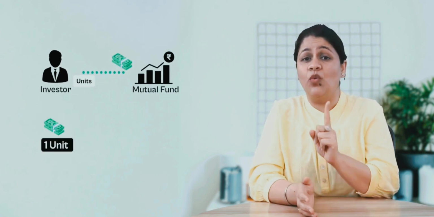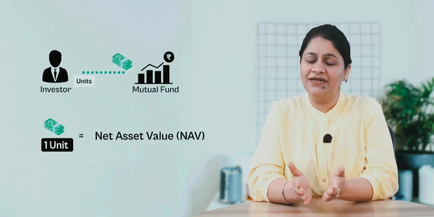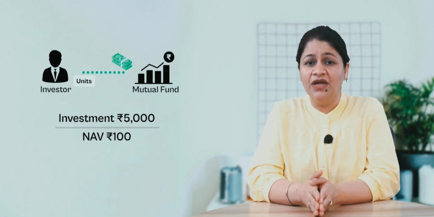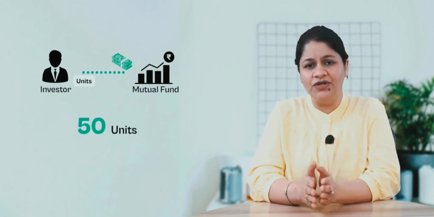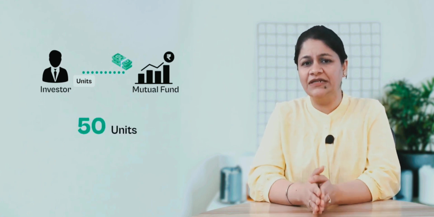So when you invest in a mutual fund, you get units of a fund, and the price of 1 unit of a mutual fund is called its NAV. For example, if you want to invest 5,000 rupees in a mutual fund scheme whose NAV is rupees 100, you will end up getting 50 units of the scheme. Hope it's clear till here.